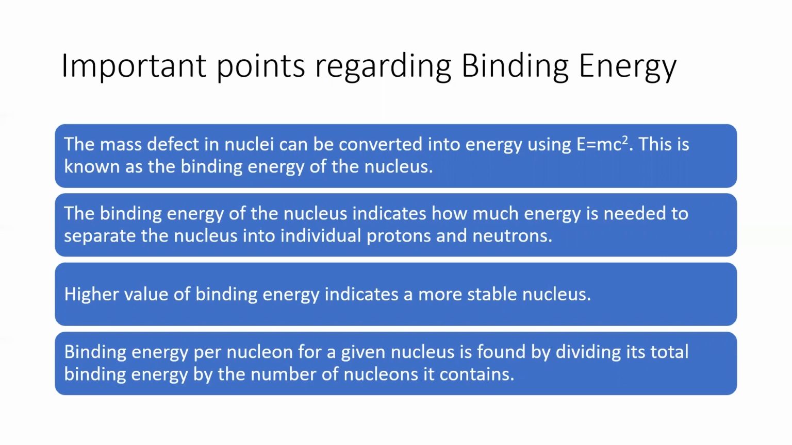Binding energy per nucleon for a given nucleus is found by dividing its total binding energy by the number of nucleons. Binding energy per nucleon: whatever is the value of binding energy, divided by the total number of nucleons, gives the binding energy per nucleon.